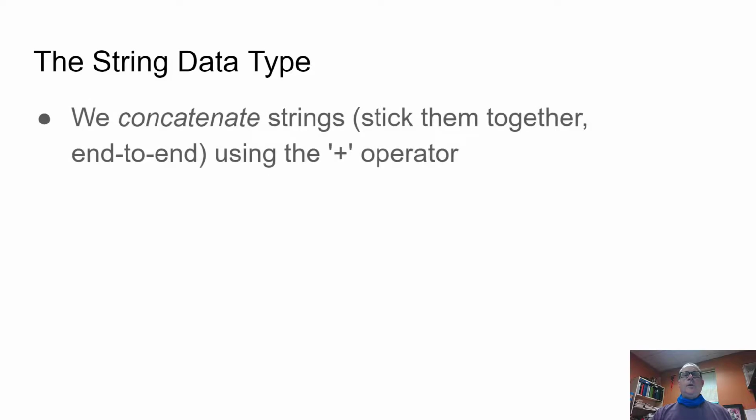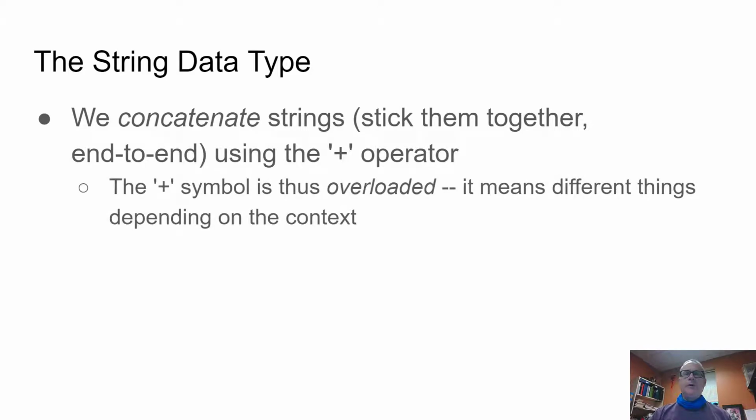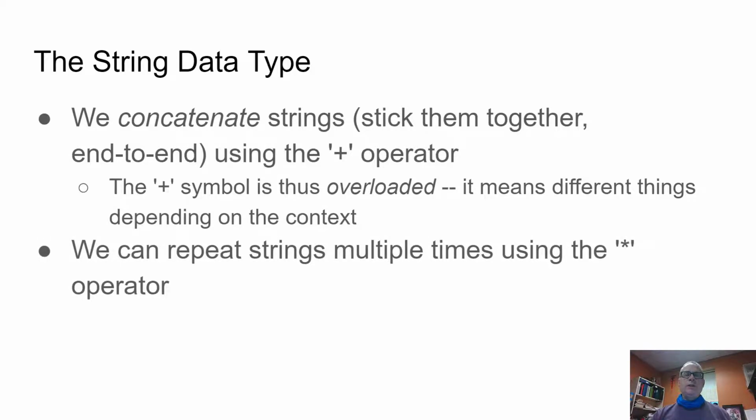So let's take a look at some of the operators first. We can concatenate strings, that is, stick them together using the plus sign operator. Now note that that means that the plus symbol is overloaded. It means different things depending on the context. So if I have two integers and I put a plus in between, that means do addition. If I have two strings and I put a plus in between, it means stick them together like glue. We can also do string repetition using the asterisk operator, which again will be an overload on that.